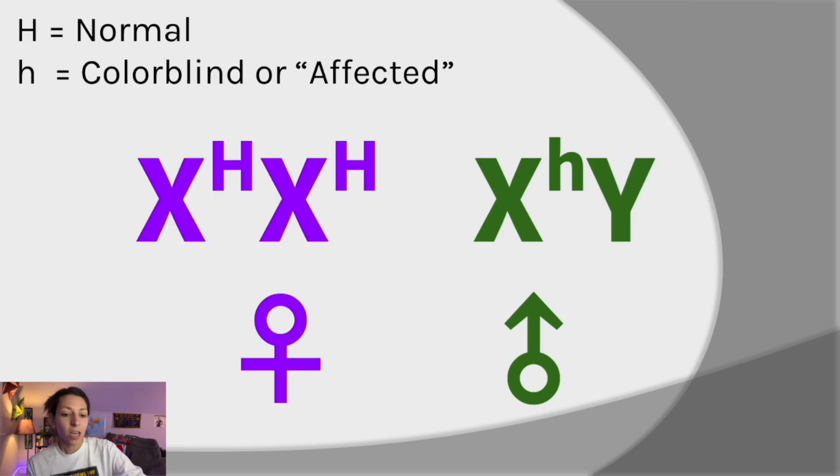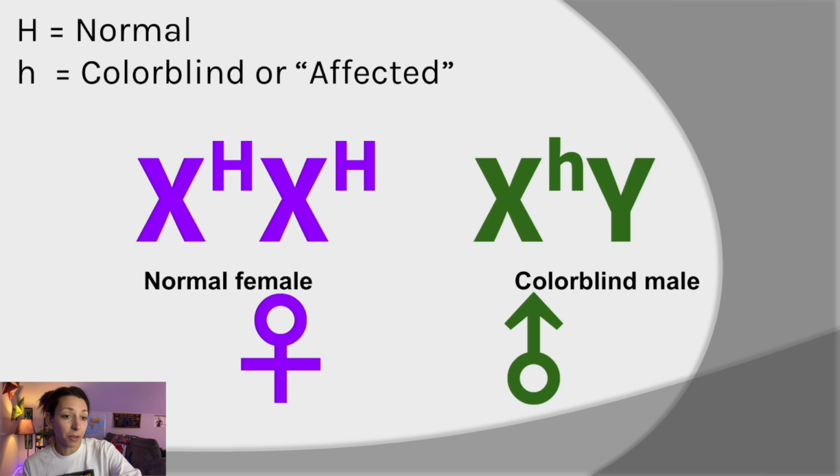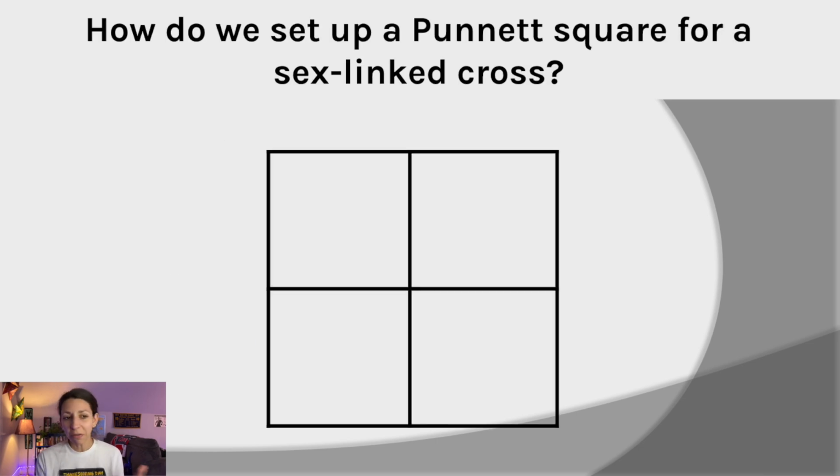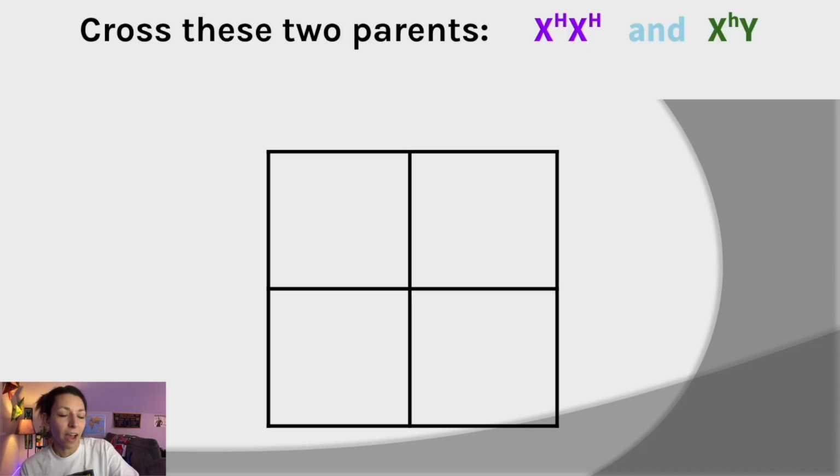And here we have a case with a female who is normal. Her alleles are unaffected and the male is colorblind. All right, so how do we set up a Punnett square for a sex-linked cross? It's not overly complicated. We just have to make sure we carry the X's and the H's, or whatever letter we're using for the trait, together. We don't separate those, but we are going to separate each individual sex chromosome.